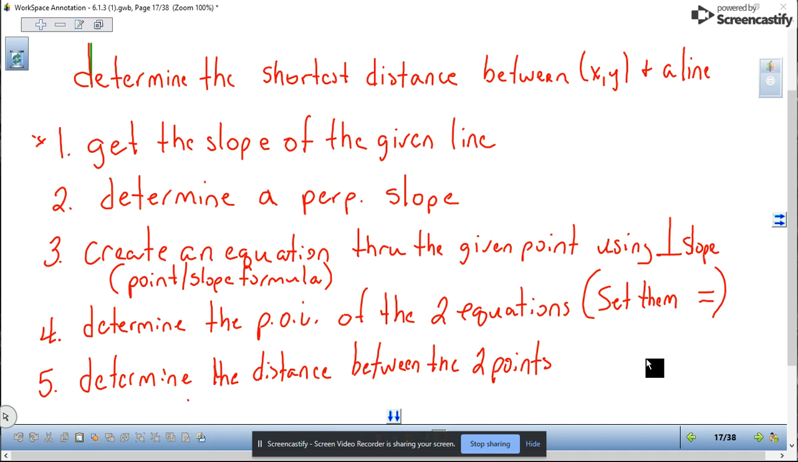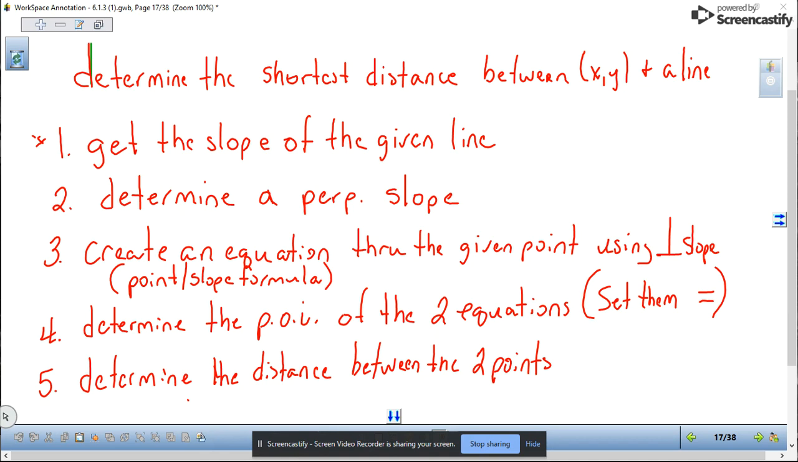All right, guys, for this last example, we got a couple of notes to look at first. So, steps to determine the shortest distance between a point and a line. Get the slope of the given line, determine a perpendicular slope, create an equation through the given point using the perpendicular slope, which you can do with the point-slope formula or you can do slope-intercept. It's completely up to you. Determine the point of intersection of the two equations. In other words, you set them equal to each other, and then you determine the distance between those two points.